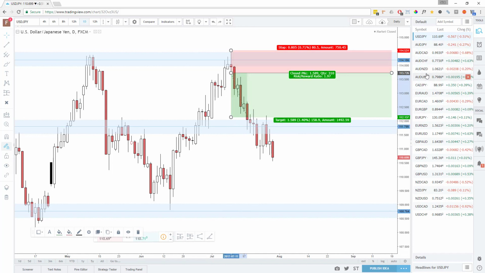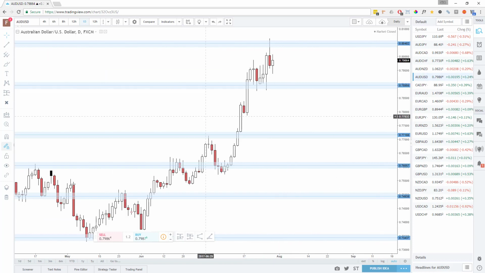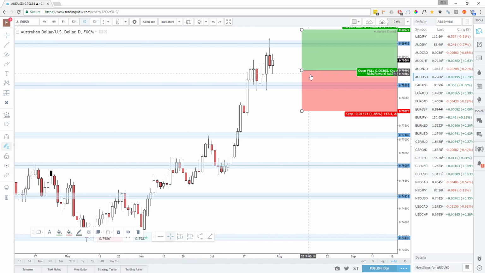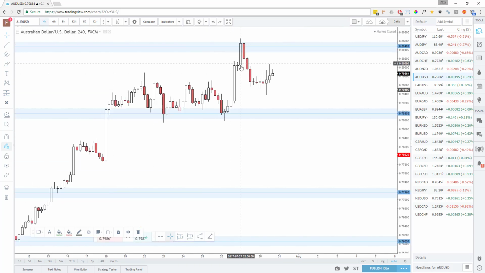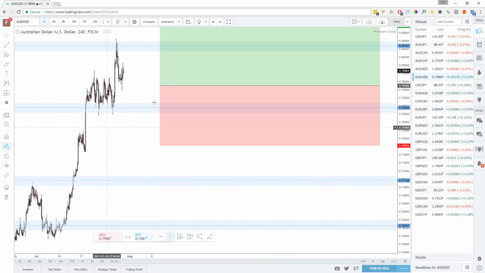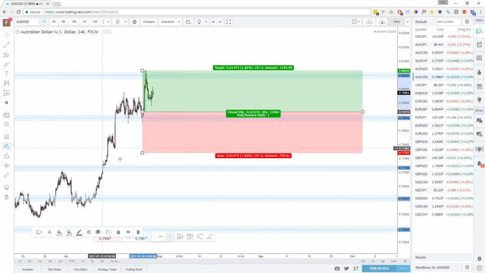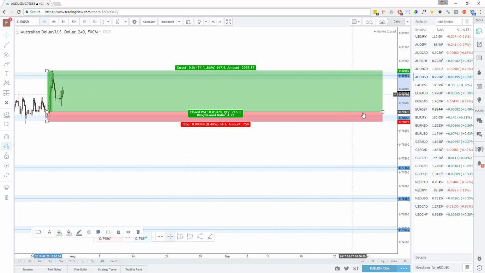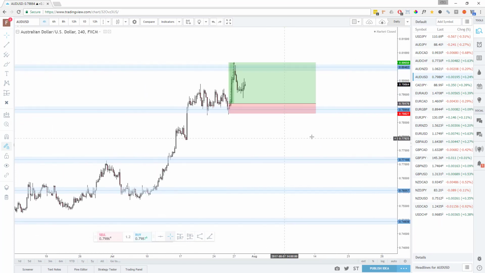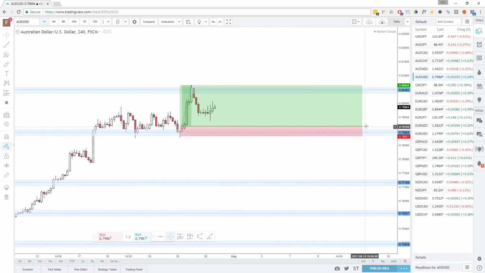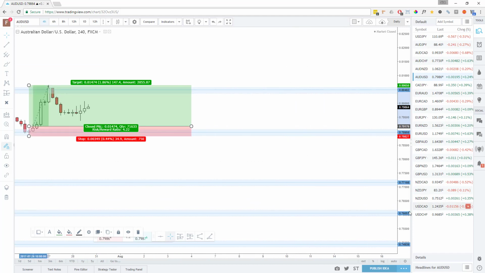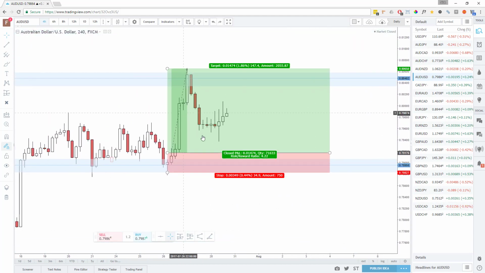So for a long trade, was it AUD/USD? Yeah, there we are. For a long trade, that means, I think this was a long reversal trade, that means you're... I need to zoom in a lot here. Right, here we are.